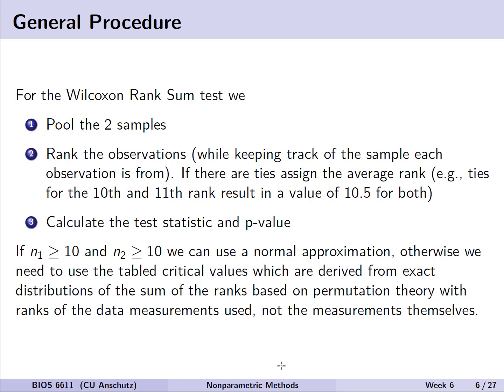Once we've ranked these observations and calculated their corresponding ordering, we'll then calculate our test statistic, which we'll define on the following slides, and the corresponding p-value. If we have just 10 or more samples per each group, we can use a normal approximation, so introducing some asymptotic properties here. But otherwise, if we have values in either group less than that, we can calculate an exact p-value based on exact distributions.